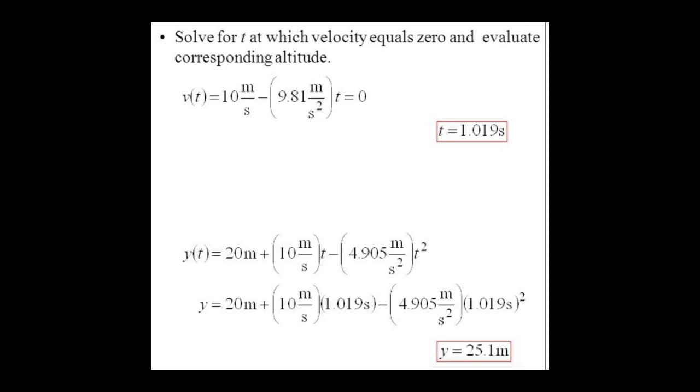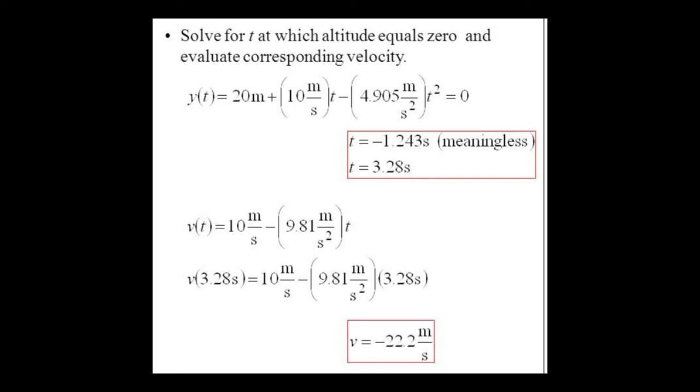Sunod naman yung pangalawang integration kanina, which is yung yt is equal to 20 meters plus 10 meters per second times the time minus 4.905 meter per second squared times t squared. Substitute natin yung nakuha value ng t kanina. So we have y is equal to 20 meters plus 10 meter per second times 1.019 seconds minus 4.905 meter per second squared times 1.019 seconds squared. And then the answer is y is equal to 25.1 meters.